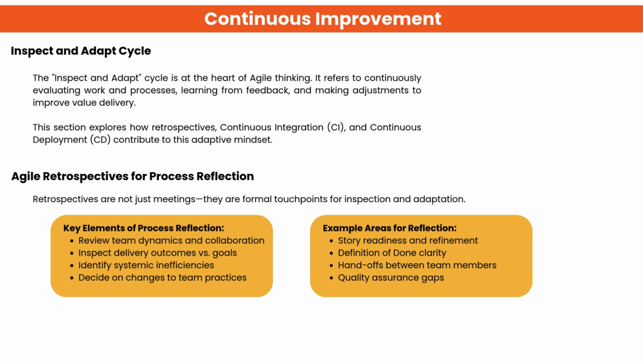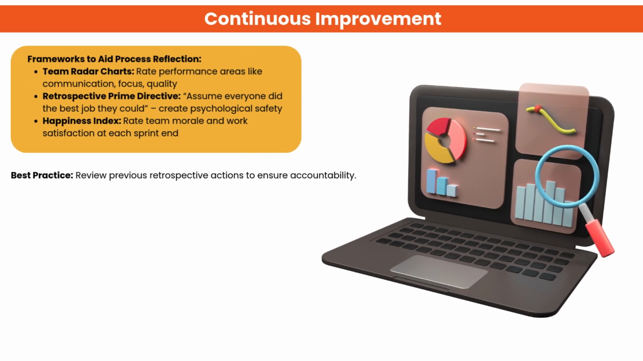This slide explains the core idea of continuous improvement in Agile. Teams follow an inspect and adapt cycle, regularly reviewing work, learning from feedback, and adjusting to improve value delivery. Retrospectives help analyze team collaboration, delivery results, and gaps in process or quality so that teams can continuously refine how they work.